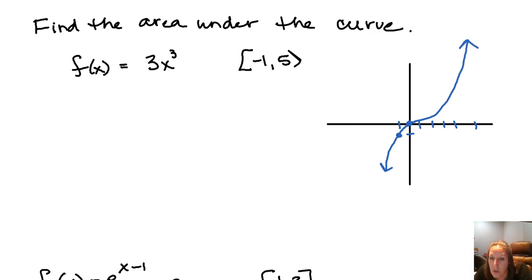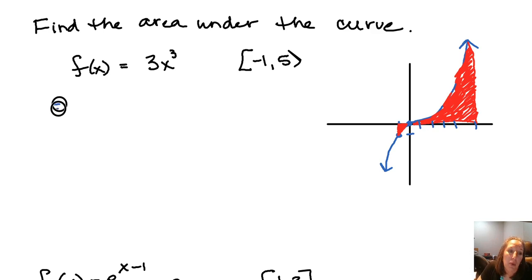Now, what we're looking for is the area between our function and the x-axis on that interval. And so we're looking for this area, I'm shading in red here, between our curve and the x-axis. Now, the reason we have to graph it is because we have to know when it's above and when it's below. It's above the x-axis from 0 to 5, and it's below the x-axis from -1 to 0.